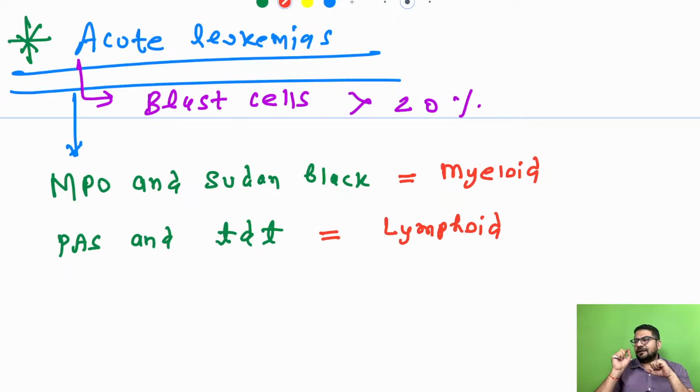Suppose they mention lymphoblasts, meaning blast cells more than 20%. Suppose they mention blast cells are 25%, and then they tell you these cells are stained for MPO and Sudan black. So blast cells are more than 20, and MPO and Sudan black means which one? Myeloid. So it is AML. If instead they give blast cells as 16% and they are positive for MPO and Sudan black, then it is CML, it is now chronic. Getting me or not? Similarly, for PAS and TDT, these are lymphoid cells. So this is the way to solve a question on acute leukemias.